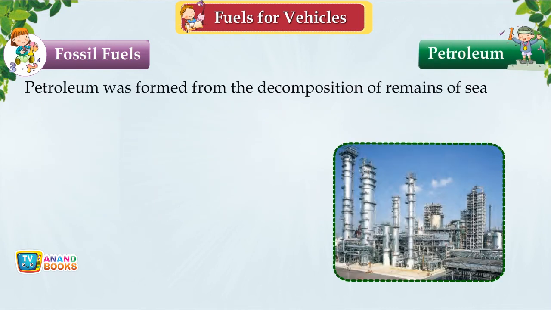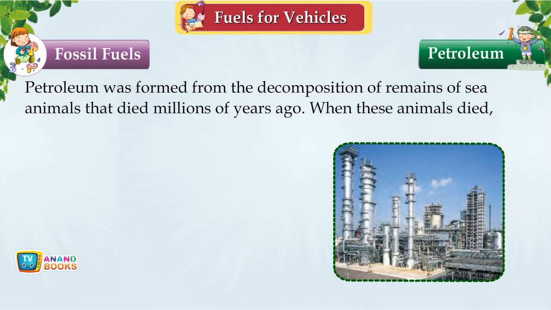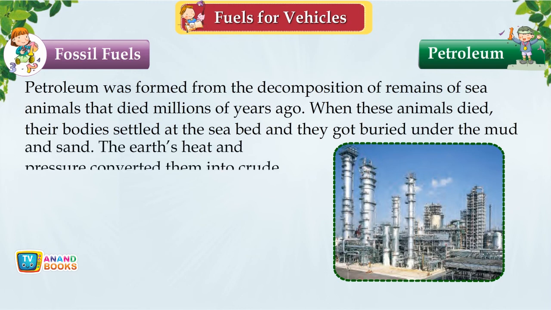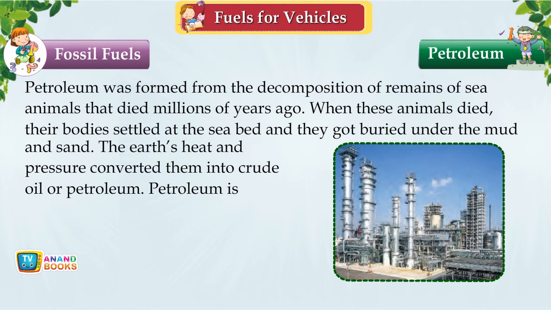Petroleum. Petroleum was formed from the decomposition of remains of sea animals that died millions of years ago. When these animals died, their bodies settled at the seabed and they got buried under the mud and sand. The earth's heat and pressure converted them into crude oil or petroleum.